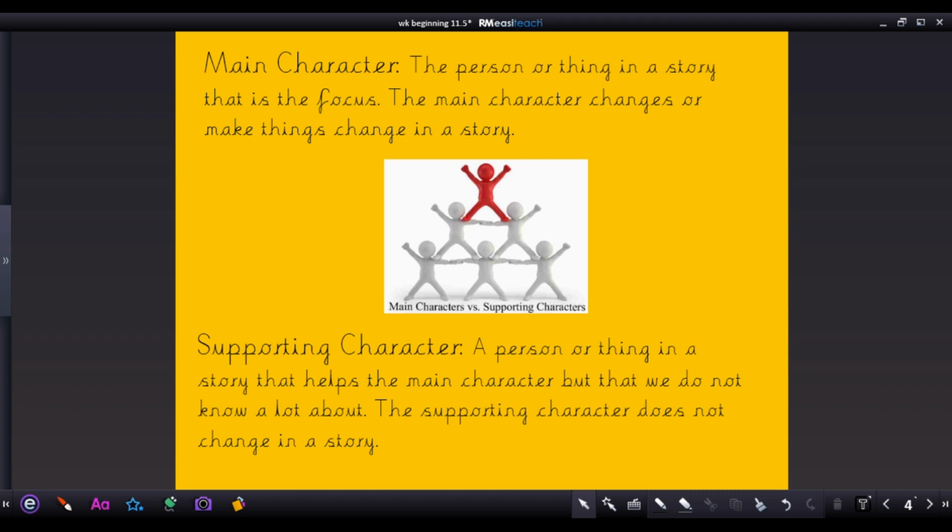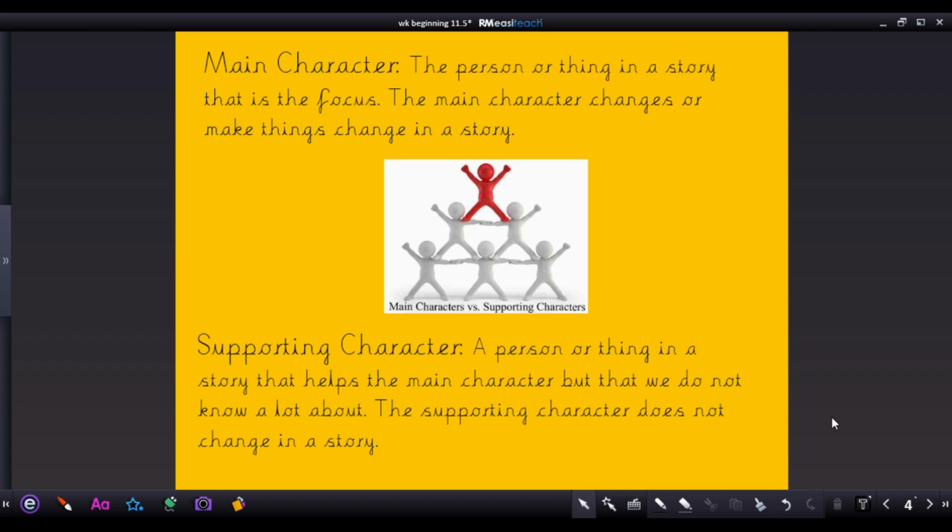Well done! I hope you enjoyed acting out the story of Don't Kick Up a Fuss, Gus, with your family members. Now, in our story, we would have had a main character and one or more supporting characters. The main character is the person or the thing in a story that is the focus. They're the most important part. The main character changes or can make things change during the story.